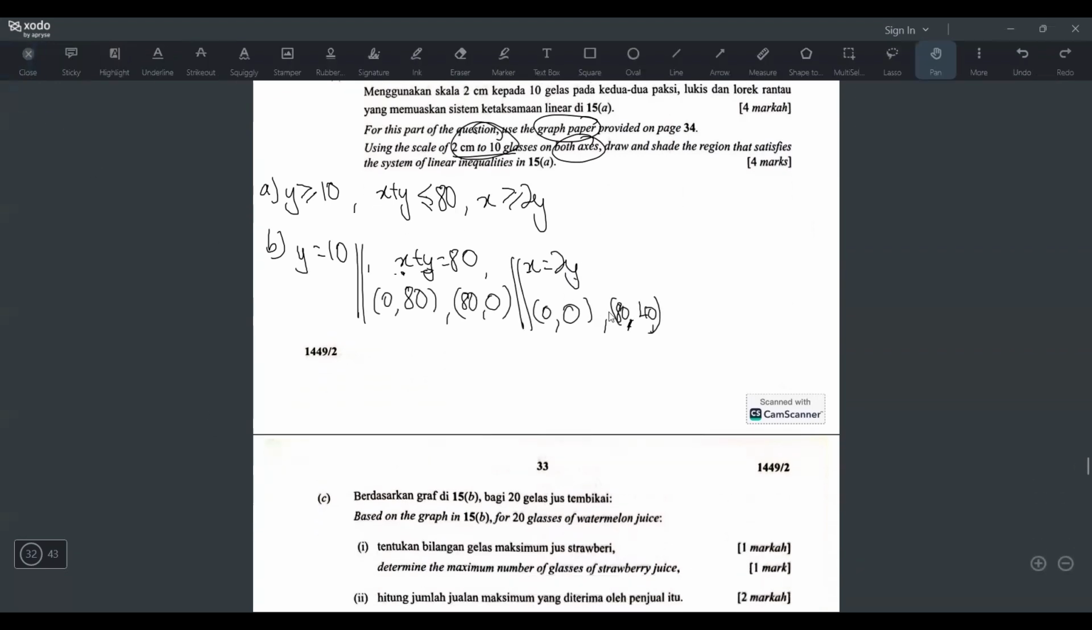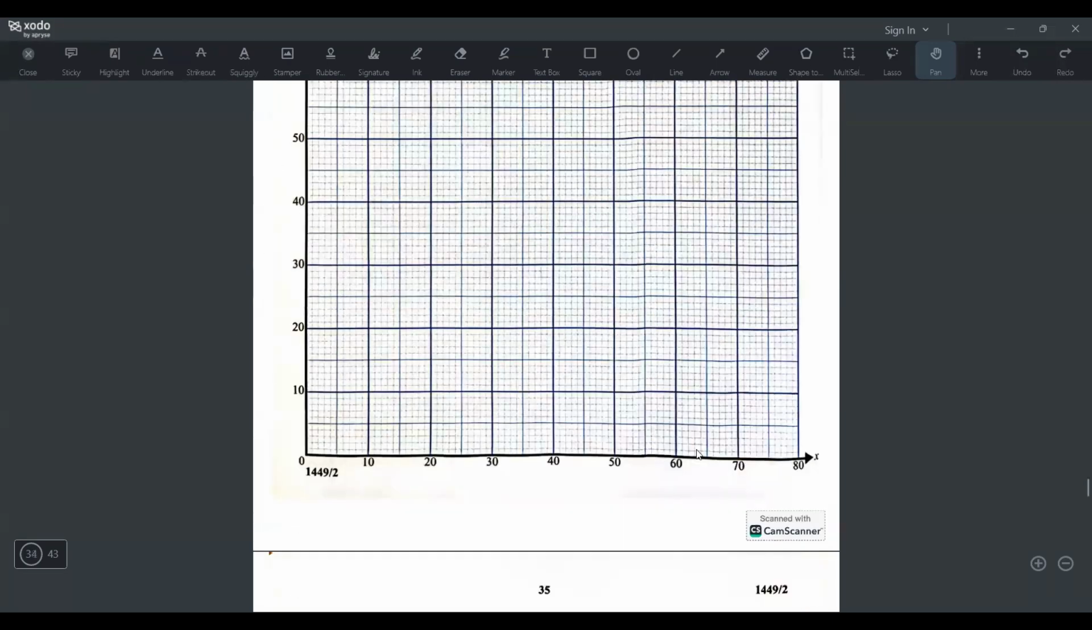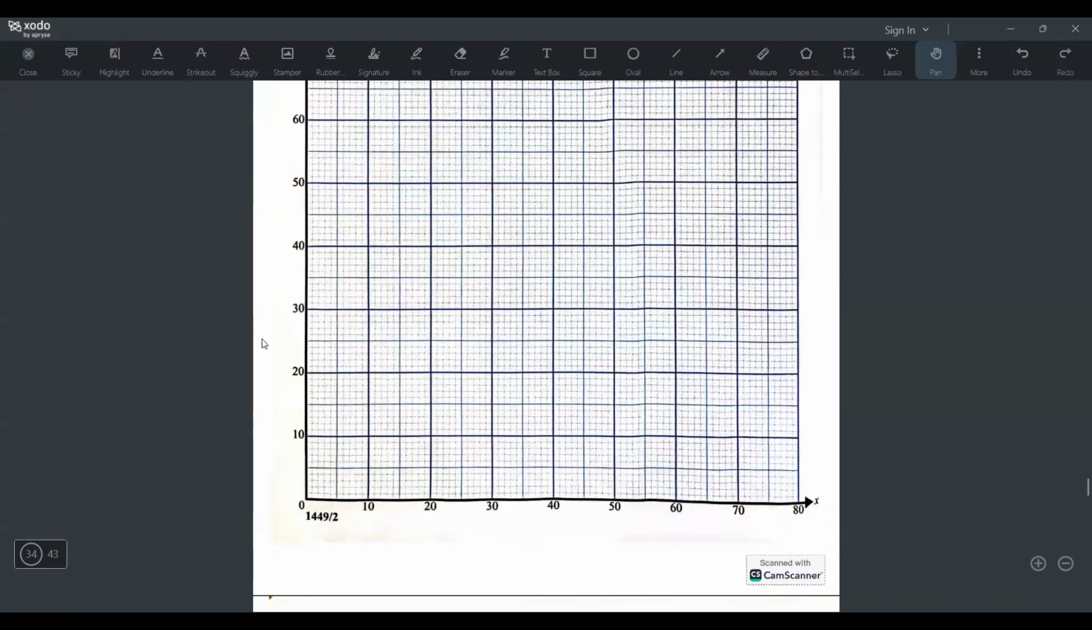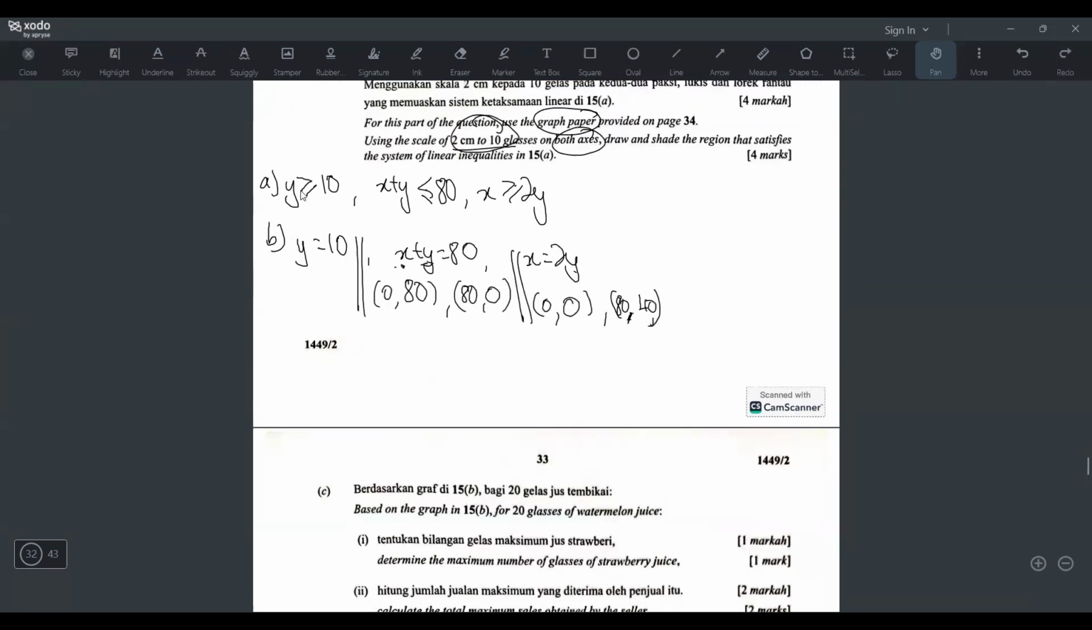You cannot plot already. Okay? You can choose any point you want, but make sure the point can plot in your graph. Okay, 2 cm to 10 on both axes. Let's go to the graph paper now. Oh, they even drew the axes for me already. So here until 80, here until 80. Okay, very good. So I will just start drawing the lines.